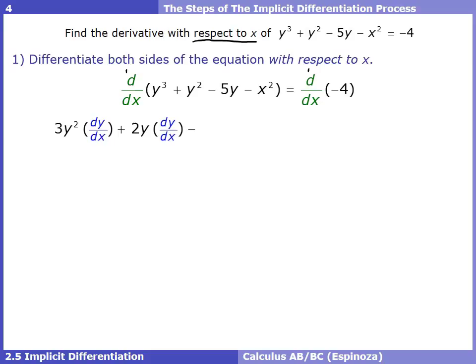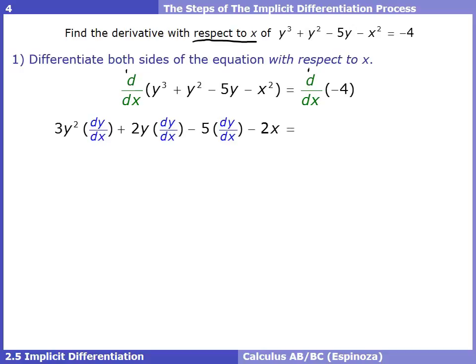The derivative of negative 5y, well, again, just like normal, the derivative of negative 5y would be negative 5, but since it's a y term, we need to throw in a dy dx. So be careful. You can kind of get dy dx crazy with these problems if you're not paying attention. On this last piece, will we need a dy dx? Well, no.